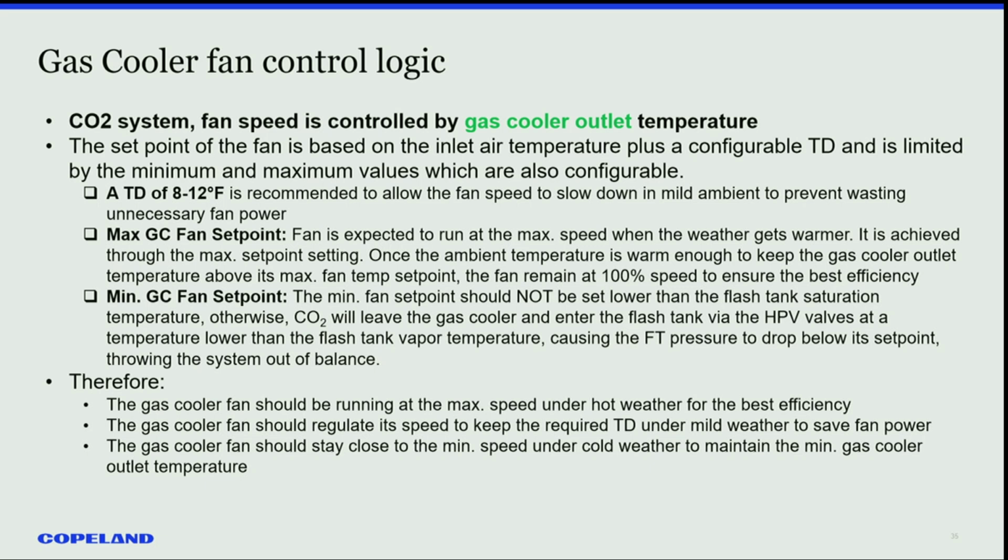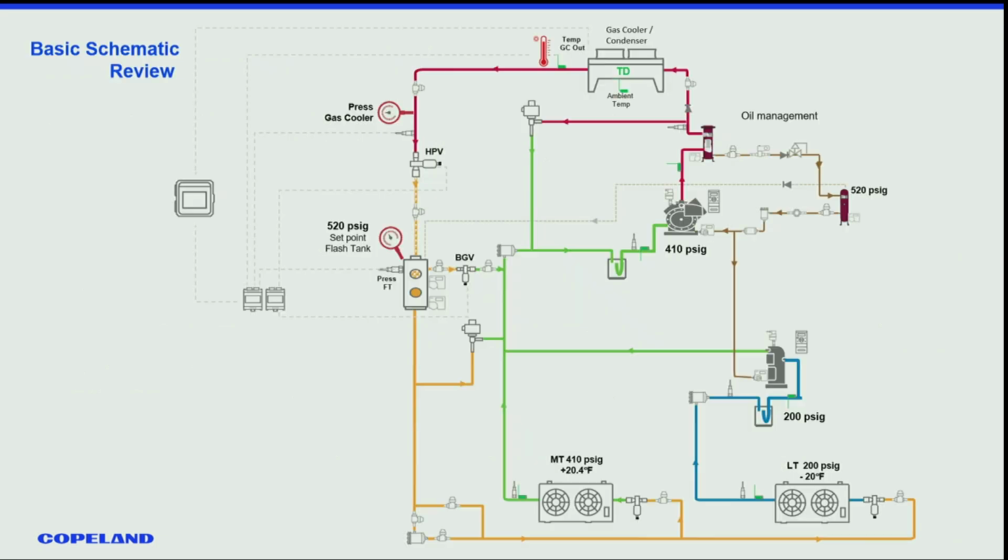The other thing: the gas cooler should be running at maximum speed in warm weather, as we talked about. The gas cooler fan should stay as close to minimum speed as possible under cold weather conditions to maintain the minimum gas cooler outlet temperature. We had a situation in Canada where the gas cooler fans were shutting off completely, like fan cycling, the last one, then turning back on. It's an absolute nightmare for service techs, because you get all this airflow and the gas cooler outlet temperature gets colder, and the high pressure valve, bypass valve and compressors react.